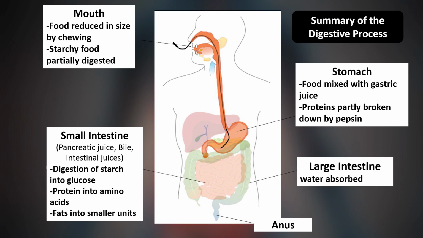Whatever is left passes on into the large intestine, the water is reabsorbed, and the undigested food is thrown out of the anus. So this is the summary of the digestive process.